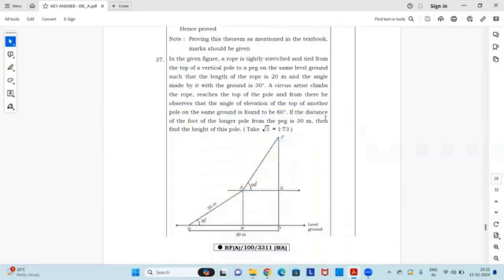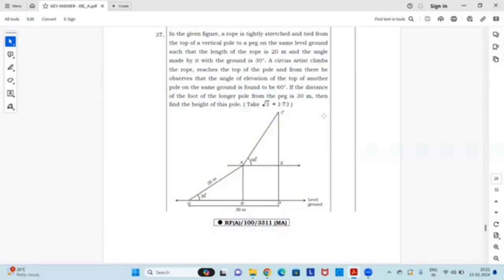Okay, question 37. Again, it's a word problem. In the given figure, a rope is tightly stretched and tied from the top of a vertical pole to a peg on a small level ground, such that the length of the rope is 20 meters and the angle made by it with the ground is 30 degrees.